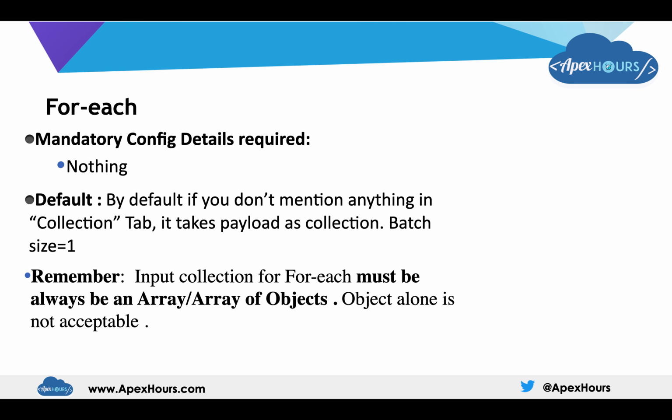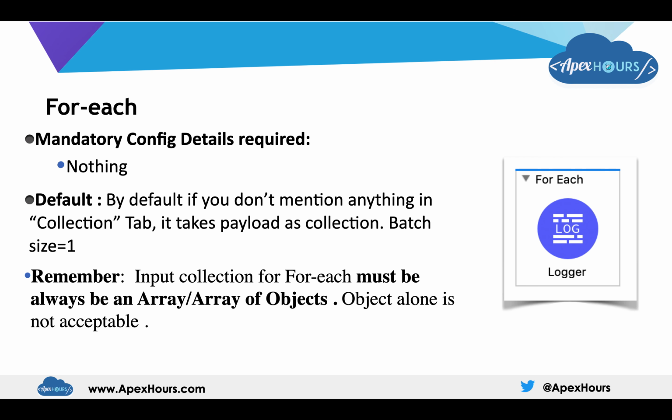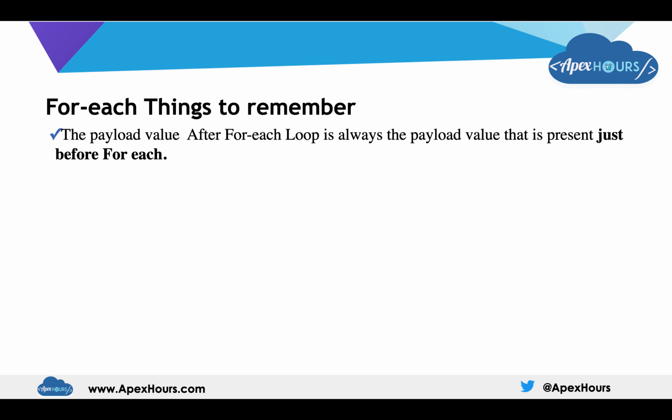Remember, for each, it is always the array or array of objects which will act as the input. Even if it is array of objects, at the end of the day it is an array, right? So for each, the input type is always array. Object alone is not acceptable, because for each itself means that for each record, that means we will be having more than one record. More than one record is always an array. For array of inputs, if we want to iterate over each record, we will use for each component. This is how the component looks, and some things to remember about for each.